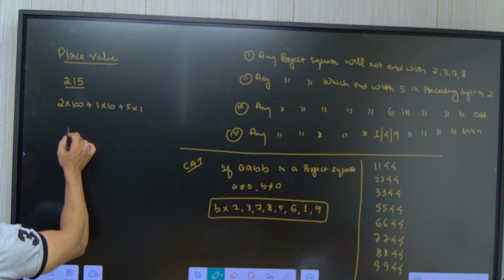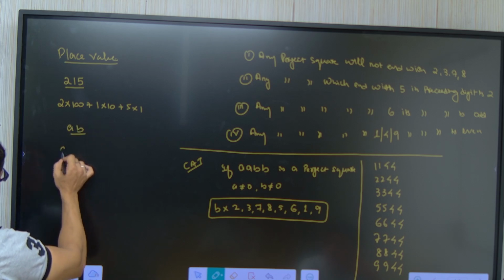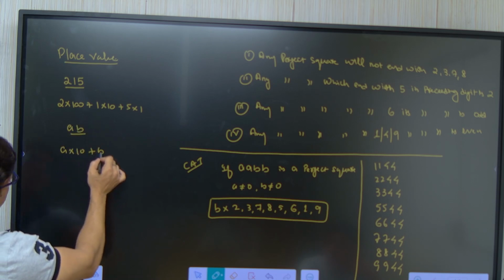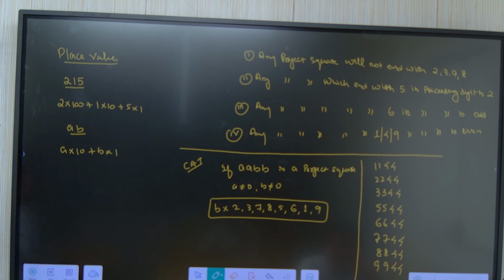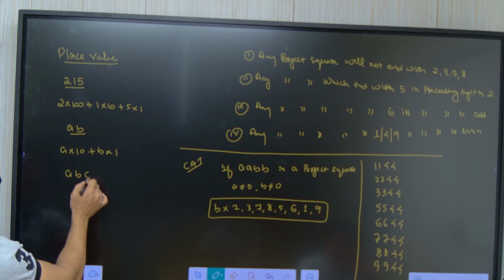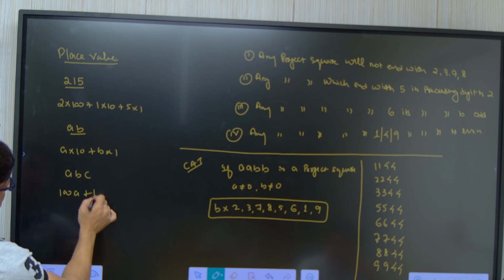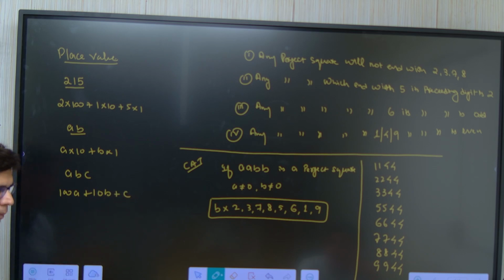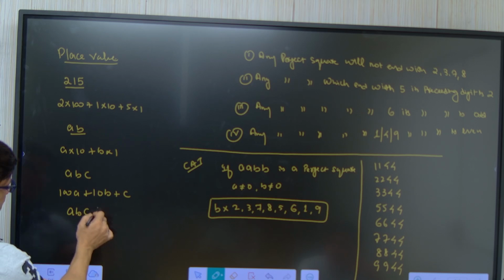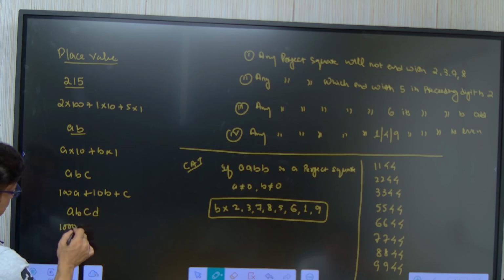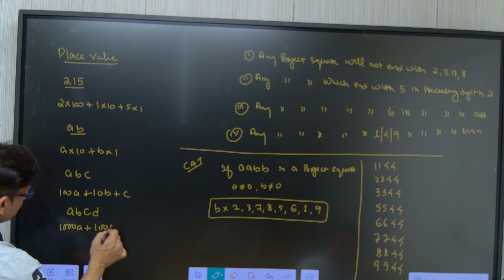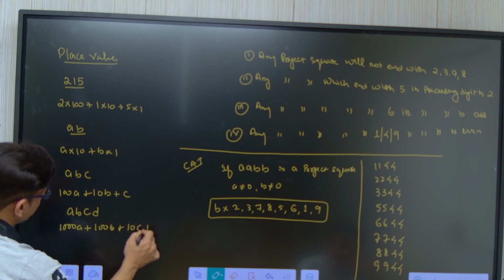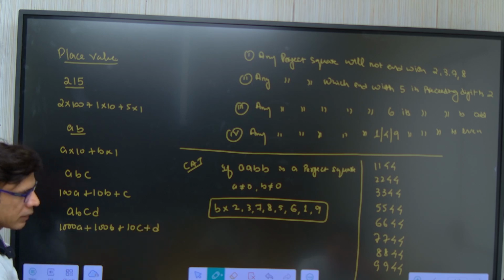So suppose there is a 2-digit number AB. I can write this as A into 10 plus B into 1, or not? If there is a 3-digit number ABC, I can write this as 100A plus 10B plus C. If there is a 4-digit number ABCD, I can write this as what? 1000 times A plus 100 times B plus 10 times C plus D. Yes, that is how you write a number by using its place value. Is this clear? Those who are in the online class, understood this?